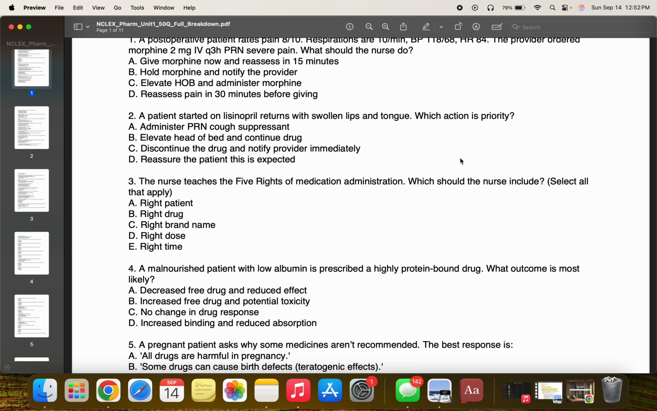A patient started on lisinopril with a swollen tongue and lips. That's anaphylaxis. That's bad. So we're going to go with discontinue the drug and notify the provider immediately.